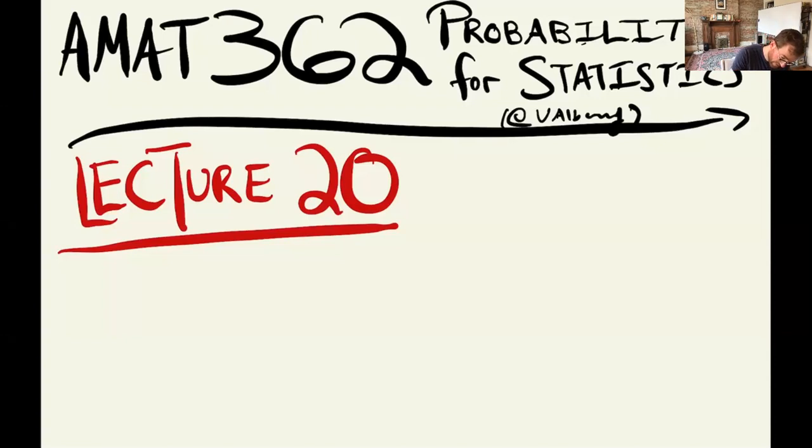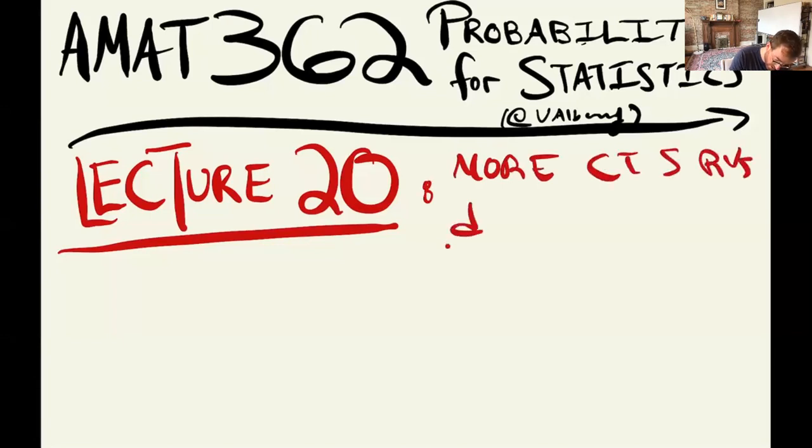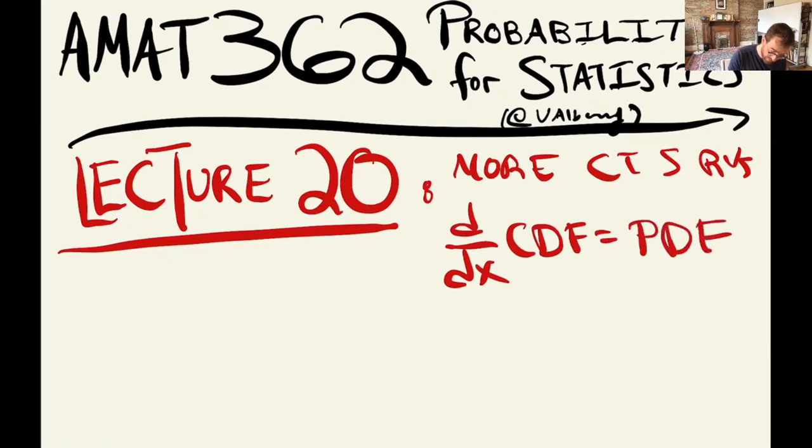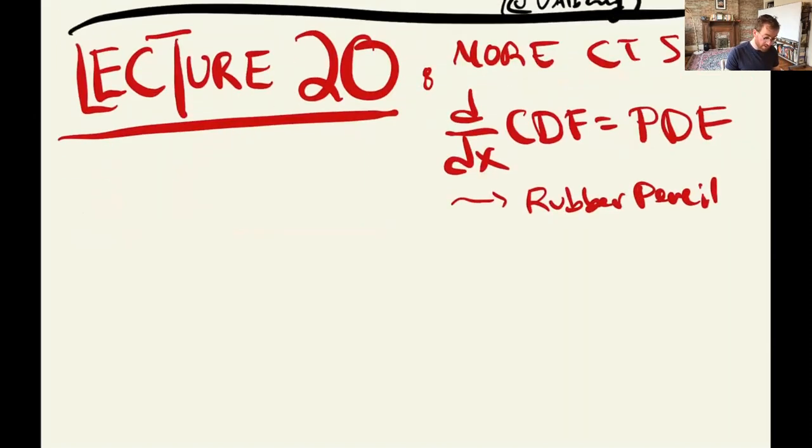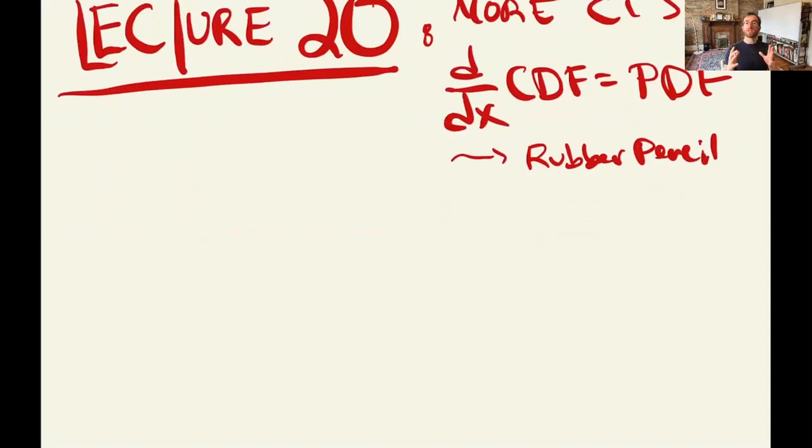All right, so this is more on continuous random variables, where we illustrate the principle that if you differentiate the CDF, you get the PDF. And then today we'll talk about the rubber pencil as well. All right, so let's start with, again, one of the canonical examples of a continuous random variable.